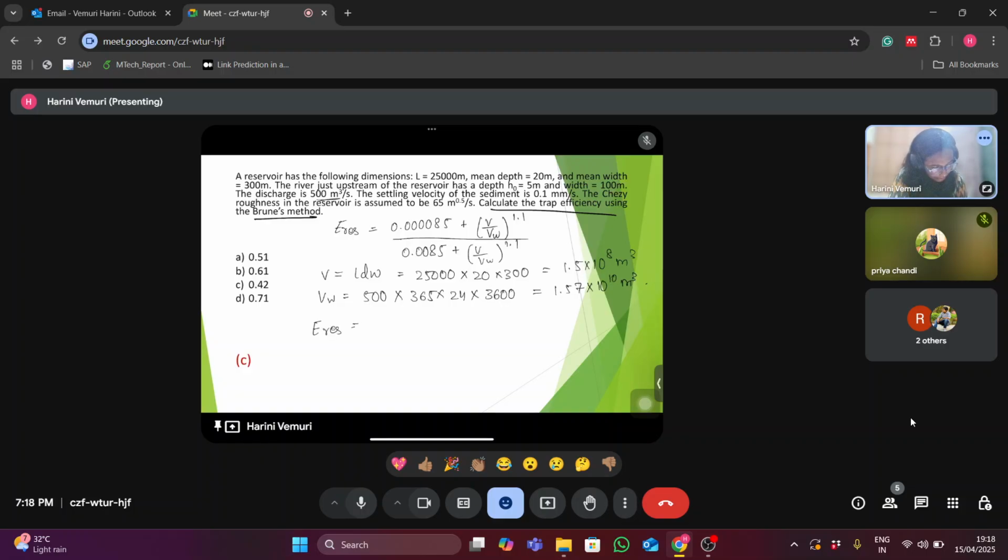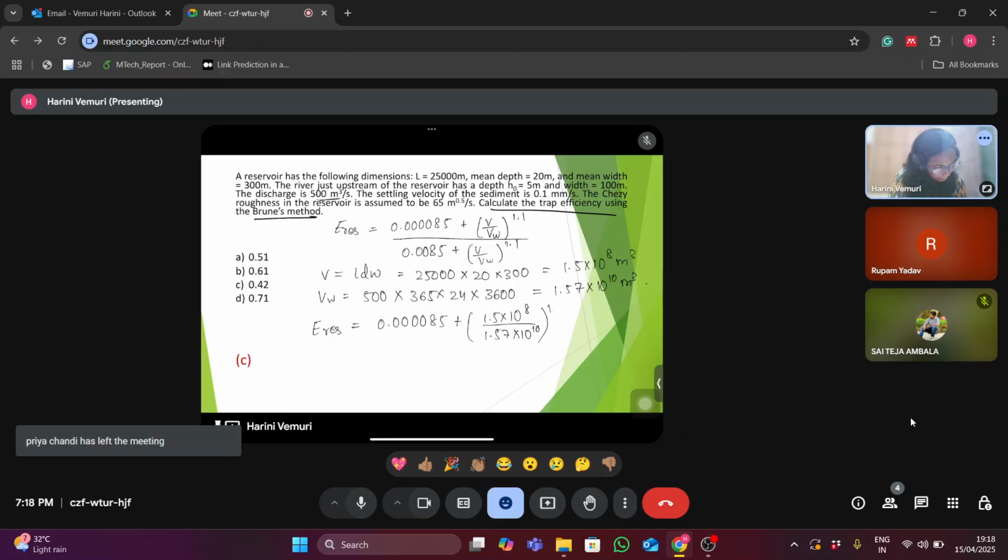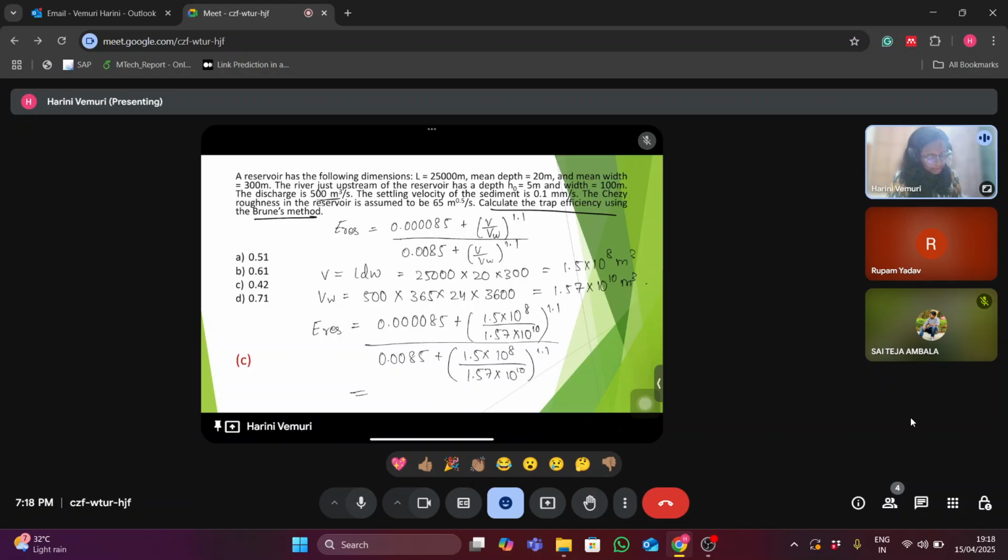The rest is calculated as 0.0085 plus 0.5 into 10 power 8 by 1.57 into 10 power 10, or power 1.1 by 0.5 plus 0.5 into 10 power 8 by 1.57 into 10 power 10. So once you do calculations, the answer will be equal to 0.42. Option C.